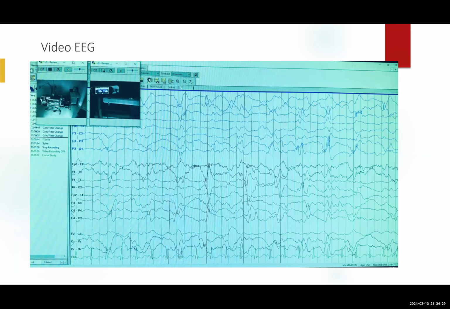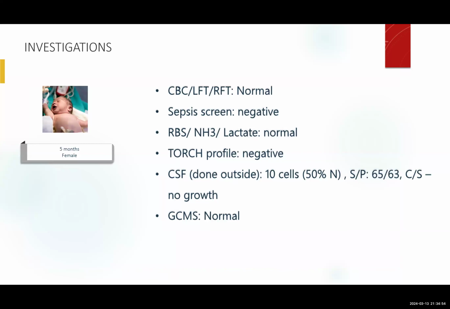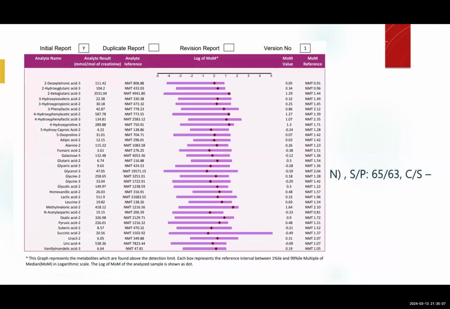The continuous amplitude-integrated EEG monitoring done in the NICU did not show any electroclinical activity. However, the EEG done in the neurology lab revealed a continuous low voltage background with poor reactivity. You can also see frequent independent bilateral focal discharges over the right side more than left, and each ictal discharge was followed by attenuation. On investigation, the CBC, LFT, RFT were normal and the sepsis screen was negative, with normal RBS, ammonia, and lactate. Torch profile was negative. The CSF done outside was non-meningitic. The urine GCMS revealed all metabolites within normal limits.